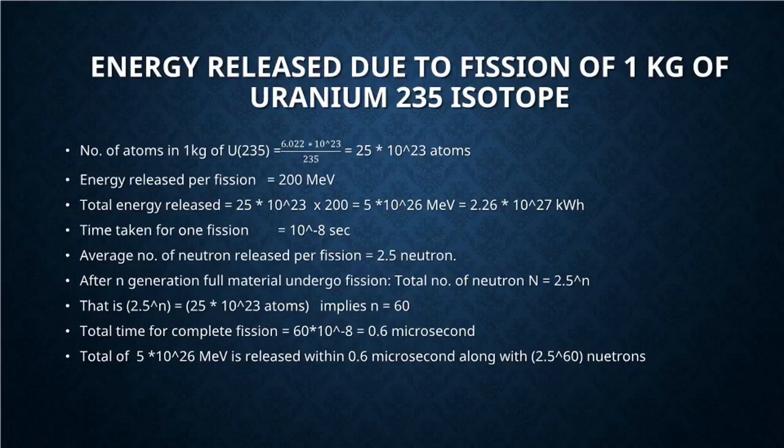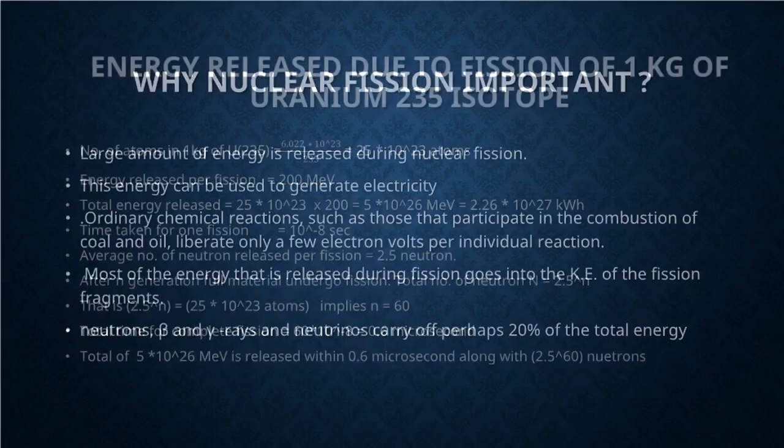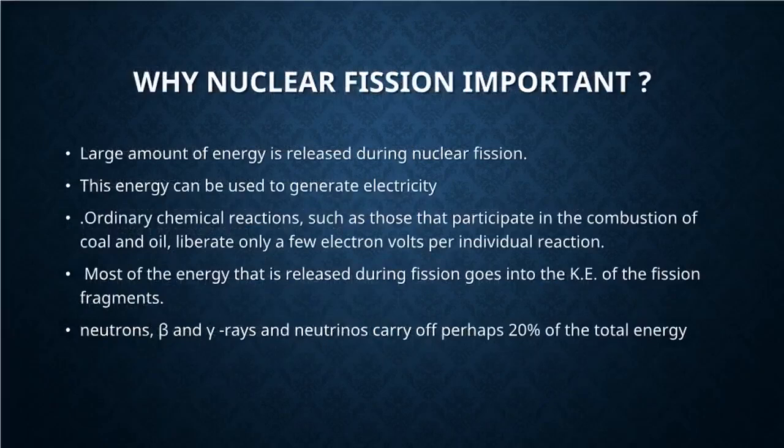Suppose it takes n generations of fission for complete fission of 1 kg of material. Then 2.5 raised to n equals 2.5 into 10 raised to 23. Just rearranging terms, we get n as 60. That is, a total of 2.26 times 10 raised to 27 kilowatt-hour of energy is released within 0.6 microsecond along with release of 2.5 raised to 6 number of neutrons.